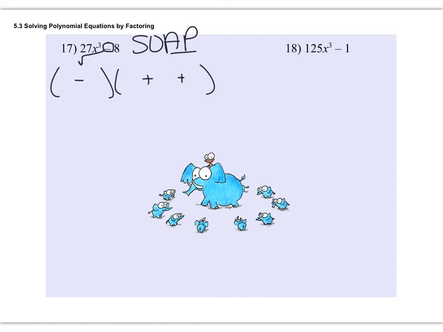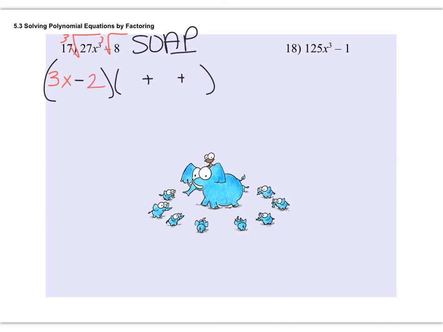All right, so from here, the next thing we need to do is follow the pattern. Again, you cannot just guess and check this. You have to memorize the pattern. So the pattern is we take the cubed root of both of these. Cubed root of 27x cubed is 3x. That's a terrible 3. Sorry about that. Let's try that again. That's better. That's 3x. And the cubed root of 8 is 2.